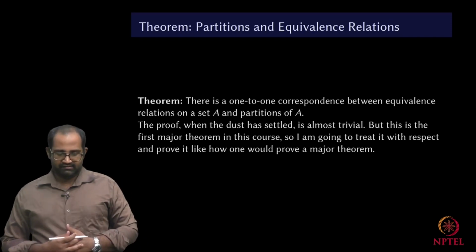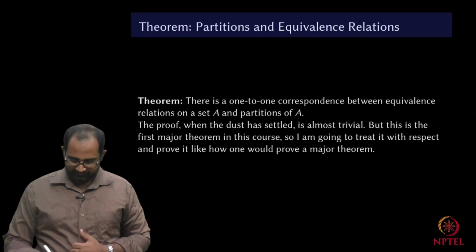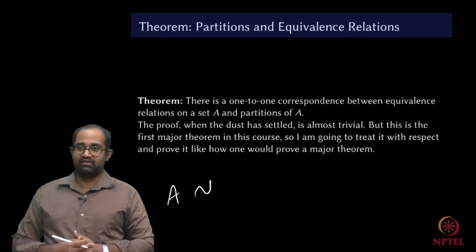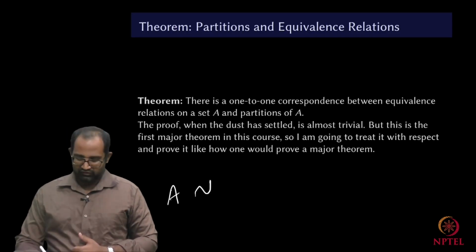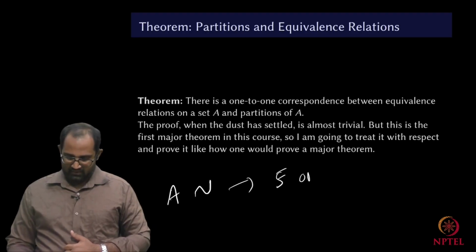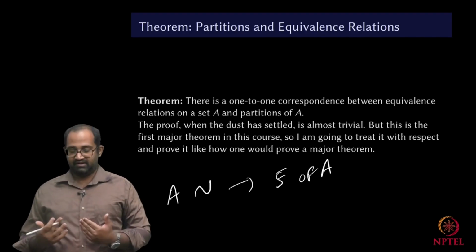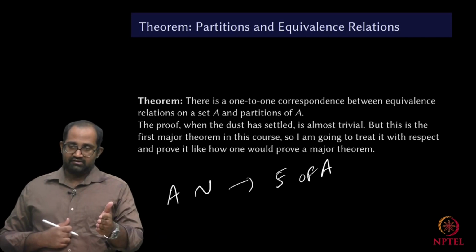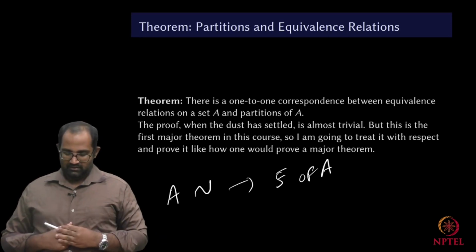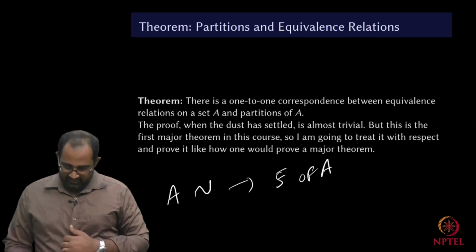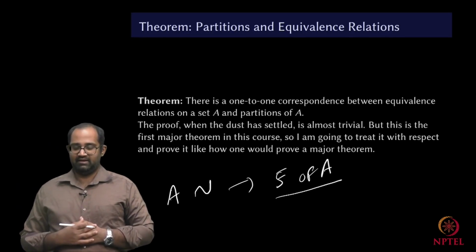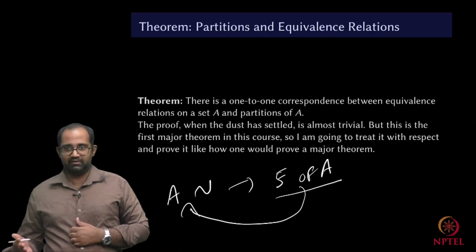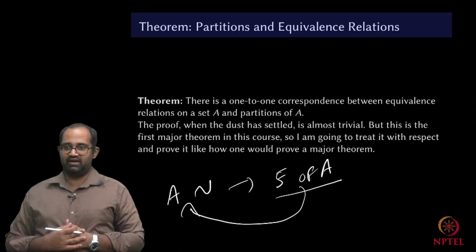Well, what this says is, given a set A and given an equivalence relation on the set A, I can associate a partition F of A. I can break up the set A by a partition F. So, given any equivalence relation, there is an associated partition. Also, given a partition of a set A, there is an associated equivalence relation. Starting from a partition, I can go back to an equivalence relation.